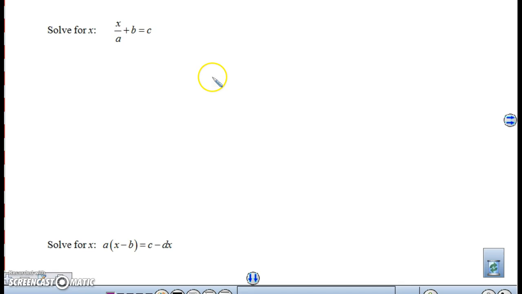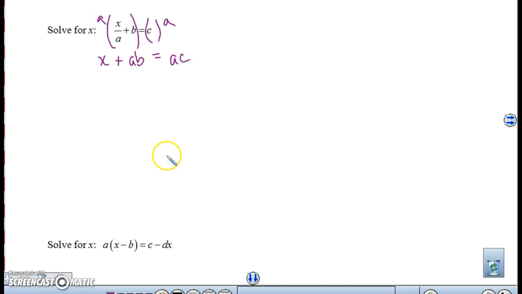So there's a couple ways that we could do this. I'd get rid of that a first. Okay, if I want to get rid of the a, I'd multiply by the least common denominator, which is going to be a. So I'm going to multiply this side by a, and then I'm going to multiply this side by a. All right, what happens, you end up with a's canceling here, and you get x. And then a times b is ab is equal to ac.